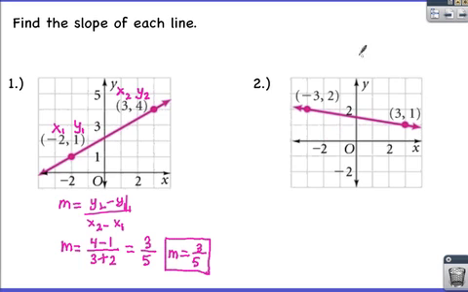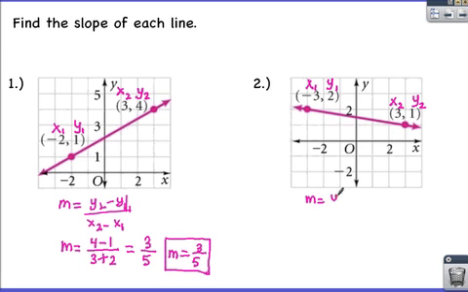Now you try number 2 on your own. Pause the movie and resume when you're ready. So we begin by labeling each ordered pair as x and y coordinates, and you can choose which one you want to be ordered pair number 1 and ordered pair number 2. It will not matter in the end. So let's say I make these 1s and these 2s.